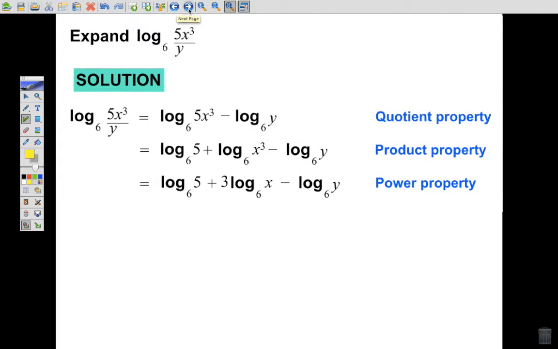So you can see in this example, all 3 of our properties were used to expand log base 6 of 5x cubed divided by y into log base 6 of 5 plus 3 times log base 6 of x minus log base 6 of y.